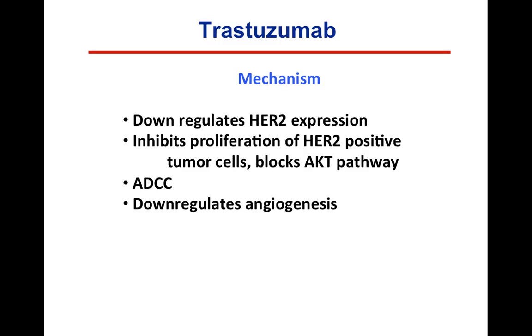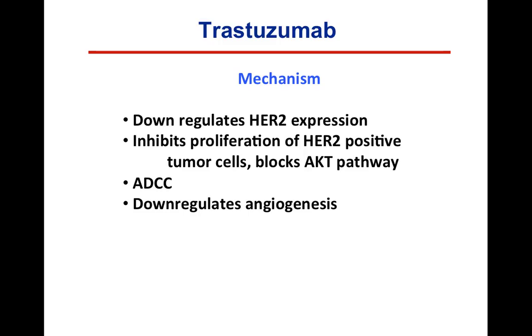Now, trastuzumab's mechanism of action is a little bit more complex. It can down-regulate HER2 expression and therefore inhibit the proliferation of HER2 cells, blocking a key pathway, the AKT signal transduction pathway. By blocking this pathway, we might tune down the cells' ability to grow. It also can undergo ADCC, resulting in an attack of the immune cells against the cancer cells.